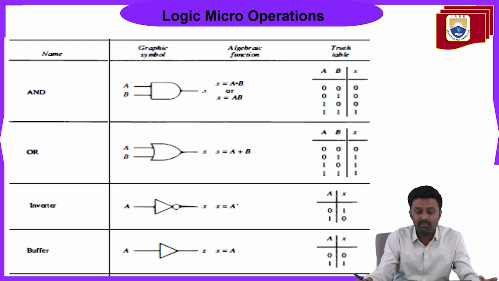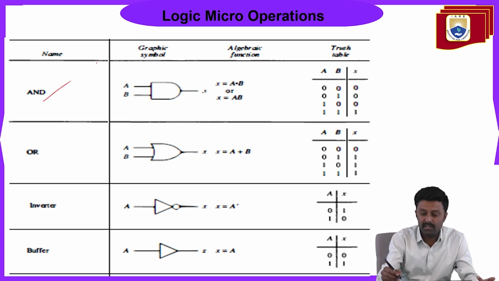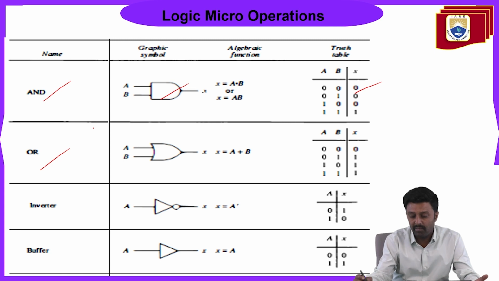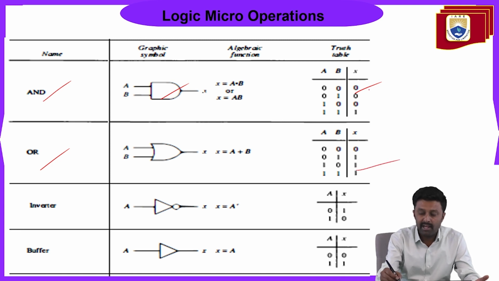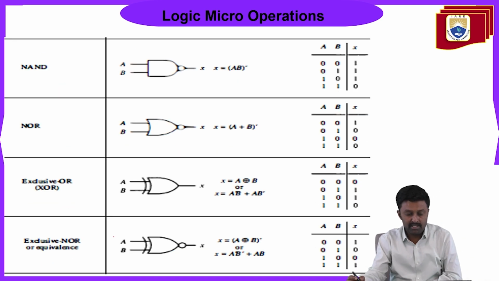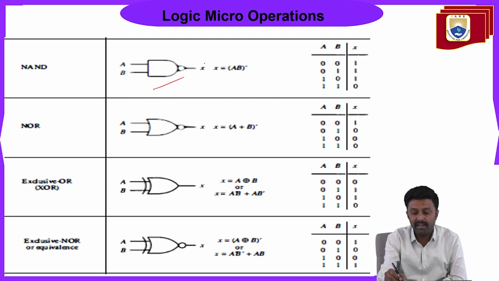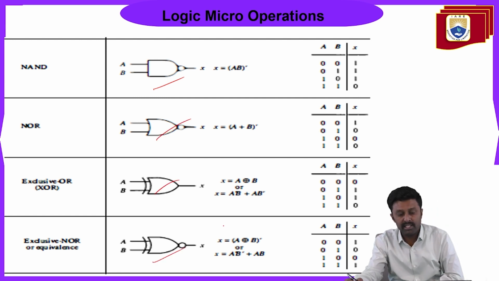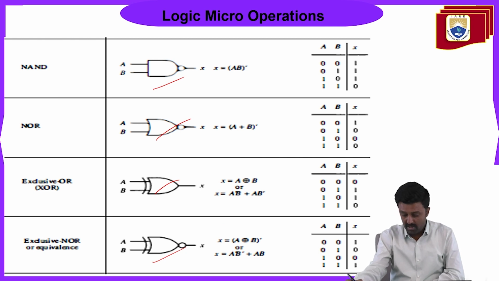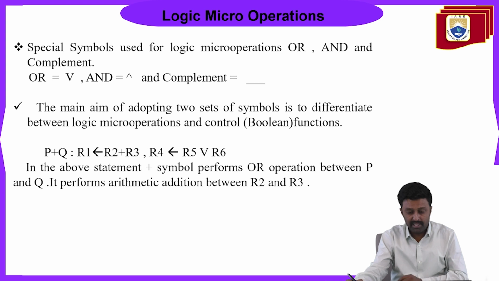The logical micro operations performed are the AND operation; we know the truth table and the symbol for the AND gate. Then similarly the OR gate, which performs addition, while AND usually performs multiplication. Then the inverter, the buffer and the symbol for the buffer. Then the NAND gate and the truth table for the NAND gate. Then NOR, XOR, and XNOR. These are logical micro operations performed on the registers.